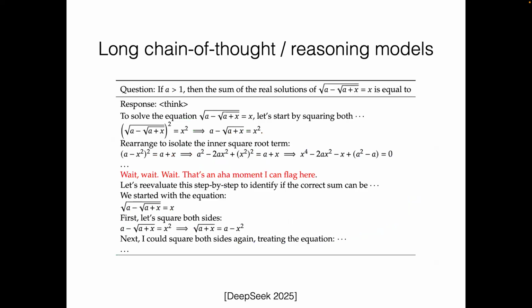The interesting thing was that, at least qualitatively, when you look at the outputs, the model had learned these different search strategies in some sense. Here it was saying, wait, that's an aha moment I can flag here. Let's reevaluate this step by step. So it's doing some kind of self-evaluation and maybe changing its strategy after a certain number of tokens.